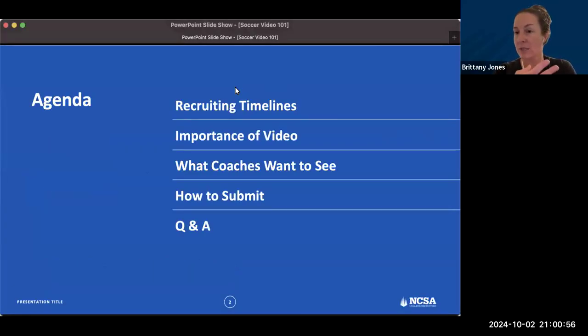We're going to talk about recruiting timelines because recruiting timelines are going to be crucial for us to understand as a recruit. It also helps to know what coaches are doing in what parts of the year, because that's going to drastically improve how we spend our time and what we spend our time focusing on. We're going to talk about the importance of highlight videos. We're going to talk about what coaches want to see in highlight videos. And we're going to talk a lot about how to submit video to us.